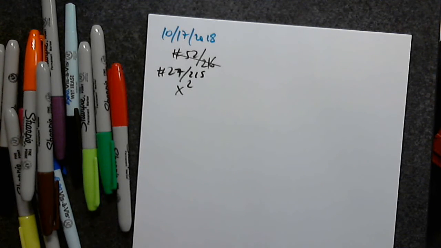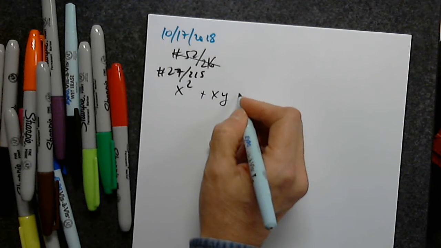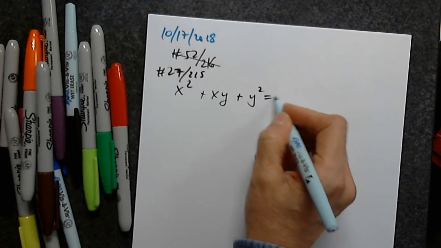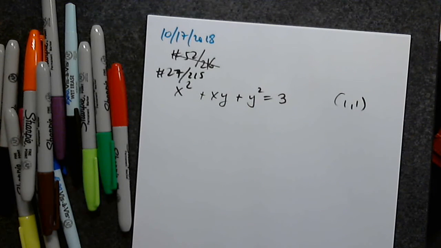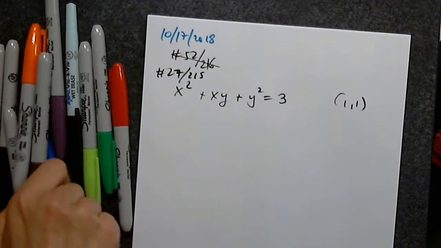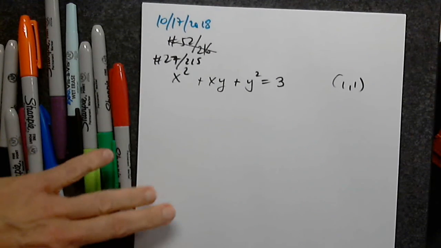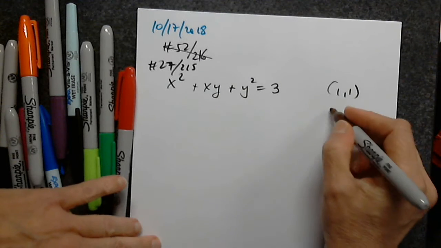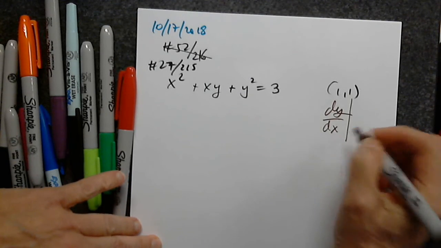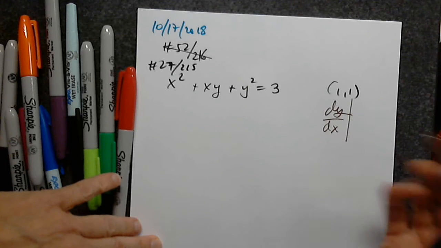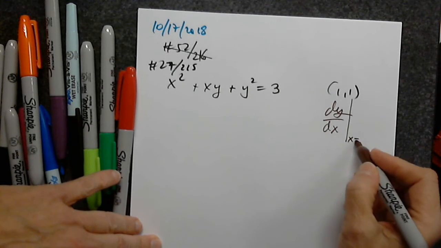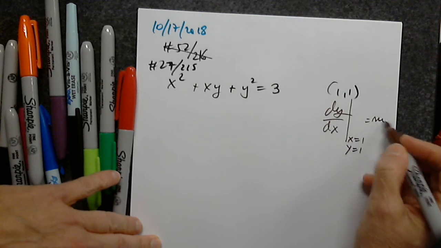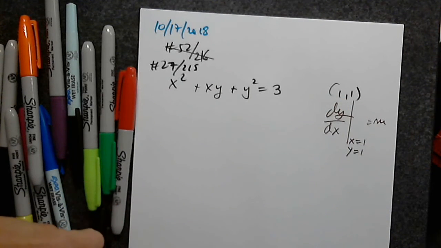27 again. So x squared plus xy plus y squared equals 3. And we are given a point, and we are asked to use implicit differentiation to find an equation of the tangent line to the curve at the given point. So if I find dy over dx, I will plug in x equals 1 and y equals 1 and find the slope. And then I have a point and a slope.